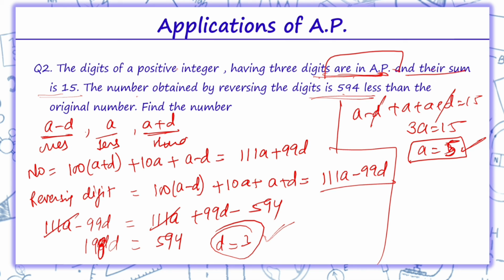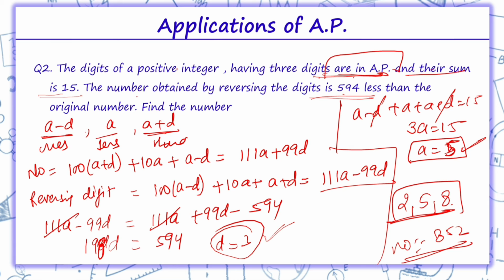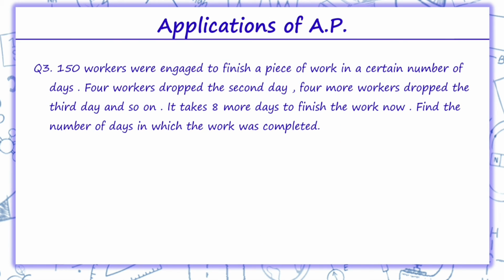Now we will find out the terms. So 5 minus 3, 2, 5, then 5 plus 3, 8. 2, 5, 8. These are the digits of the 3-digit number. Thus, the number is 852. So the number is 852, and this is how, by applying the concept of arithmetic progression, we can solve these types of questions. Coming on to next question.